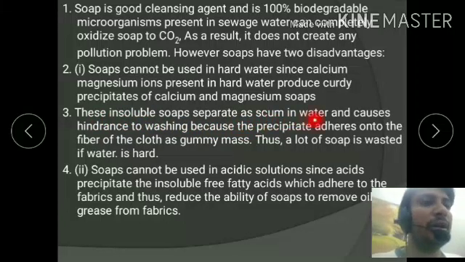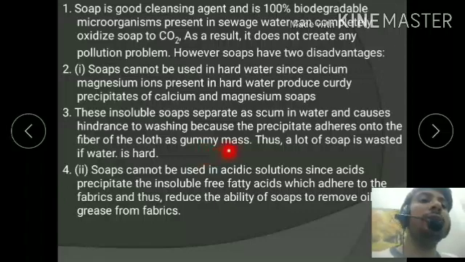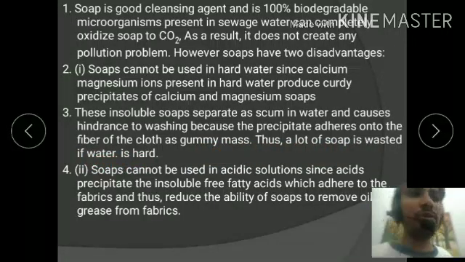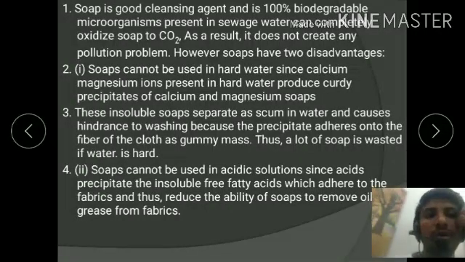Soap separates as a scum in the water and hinders washing because the precipitate adheres to the fibers of the clothes as a gummy mass. Thus, a lot of soap is wasted when washing in hard water. Okay, that's why we don't use soap for cleaning clothes.